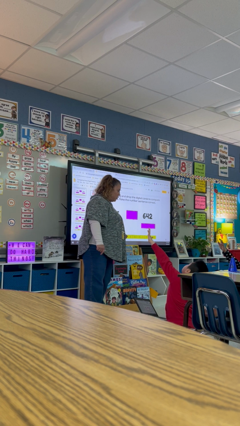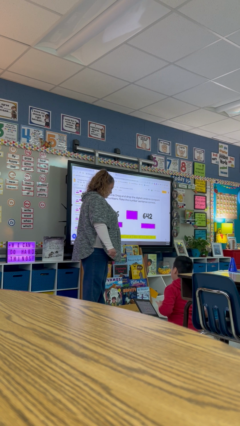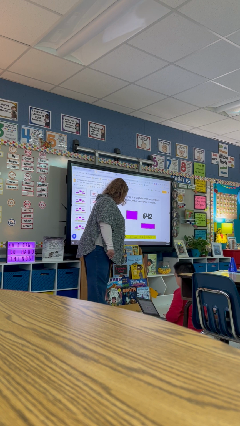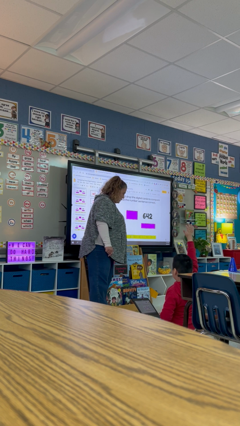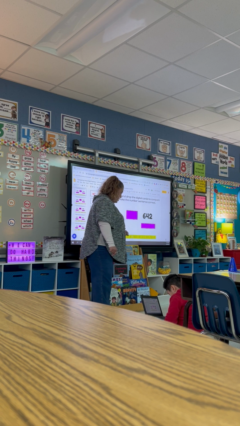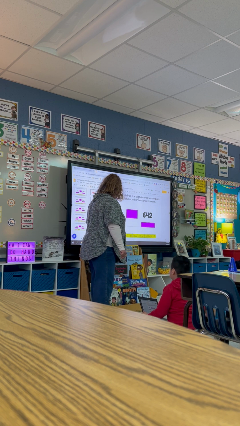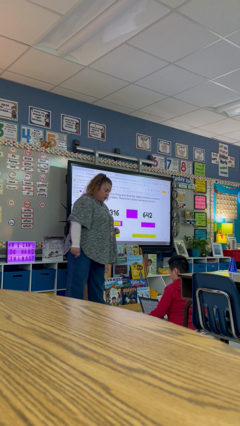316 in expanded form? Malia? The second one. Why do you think it's this one? Because it had 10, so that means 11. Uh-huh. And then 6, and then 300. Very good. So do you think you can go ahead and grab it? Yeah. You're gonna put it right here. Okay, go ahead and do that.